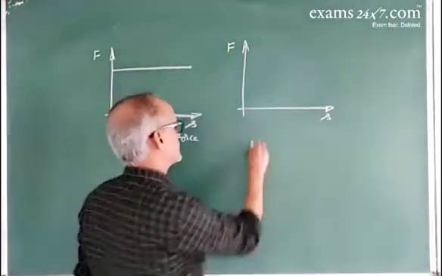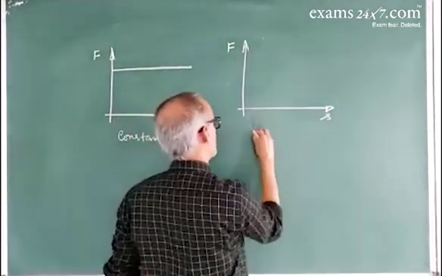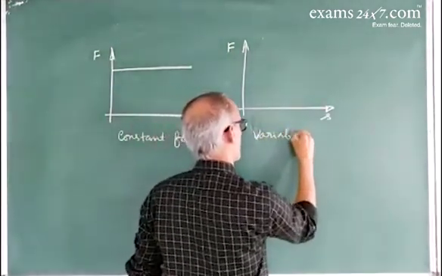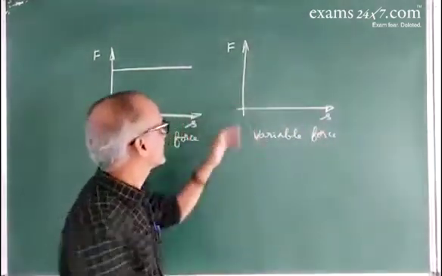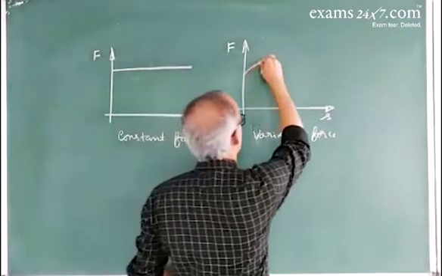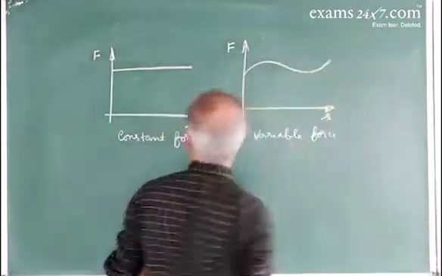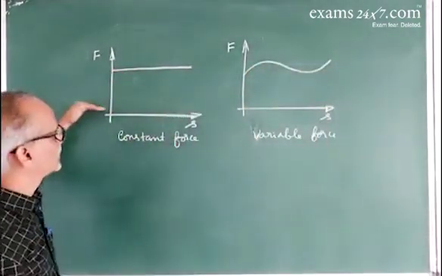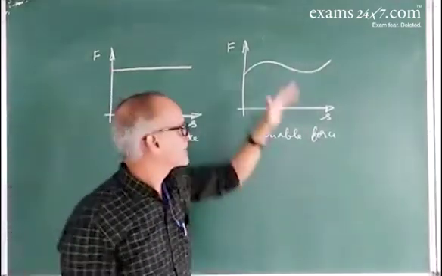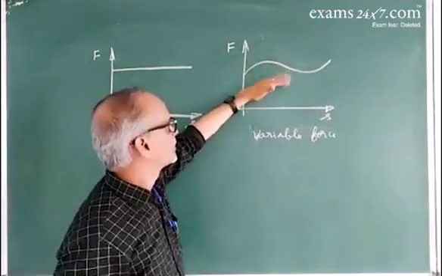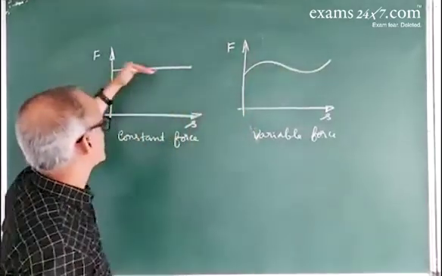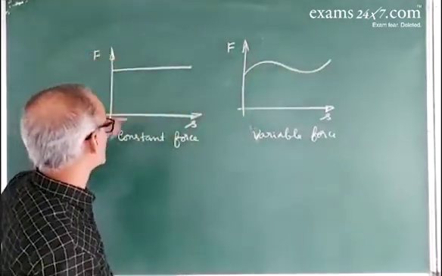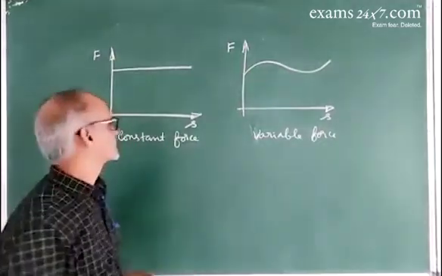If the force is a variable force, then we get a graph of any shape, but definitely not a straight line parallel to the x-axis. It can be a straight line but with a slope, or a nonlinear curve but not a straight line, because if it is a straight line parallel to the x-axis, it has to be a constant force.